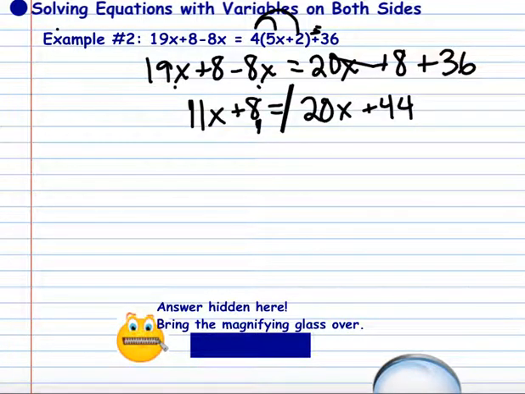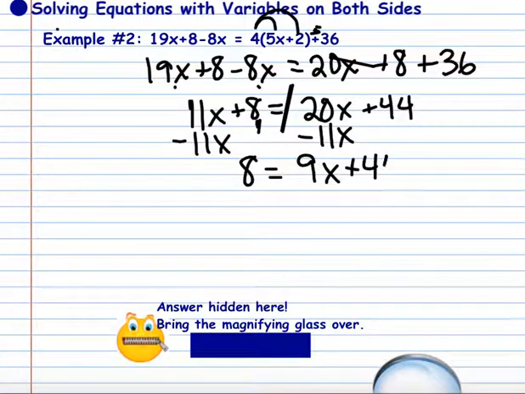And then we say, okay, I want to get all of my variables on the same side. Well, this 11x is smaller, so I'm going to subtract 11x from each side. And we get 8 is equal to 9x plus 44. And then we say, okay, this 44 needs to go away, so we subtract it.